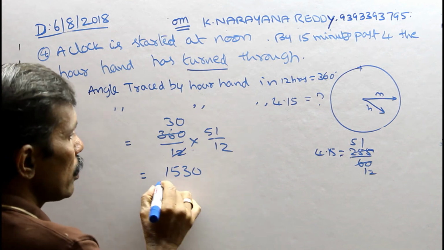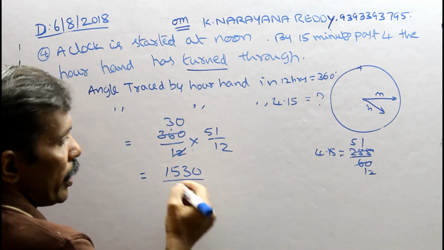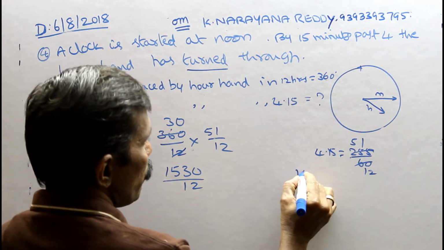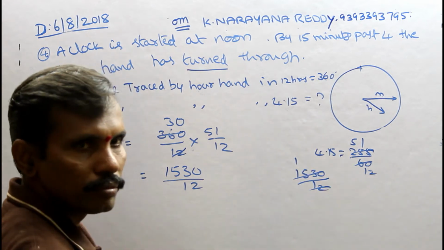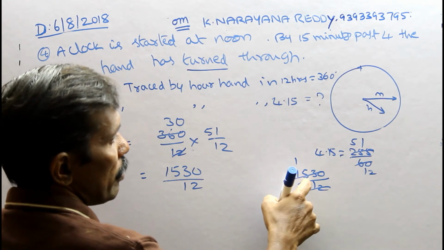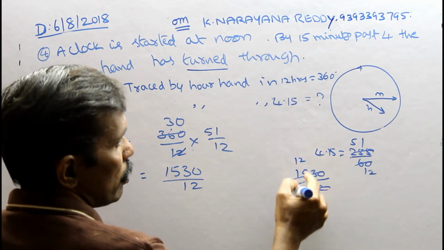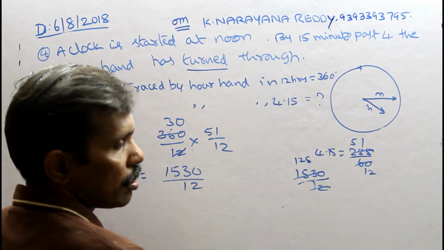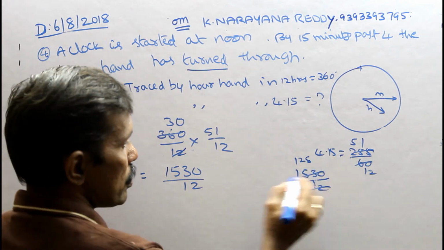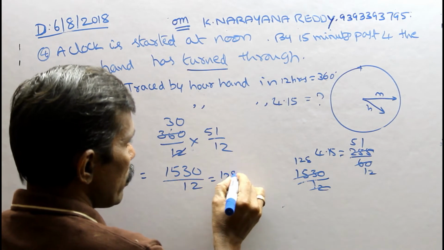353 by 12. What do you get? By dividing, 1530 divided by 12. 12 ones are 12, 3 remains. 12 twos are 24, 9 remains. 12 eights are 96, 4 remains. So 128 and 4 by 12.